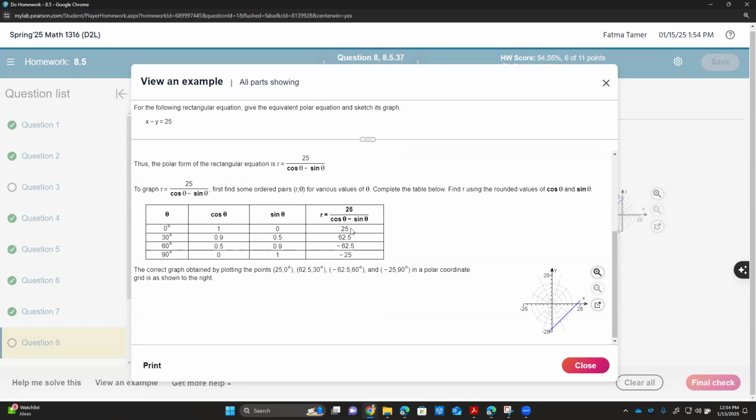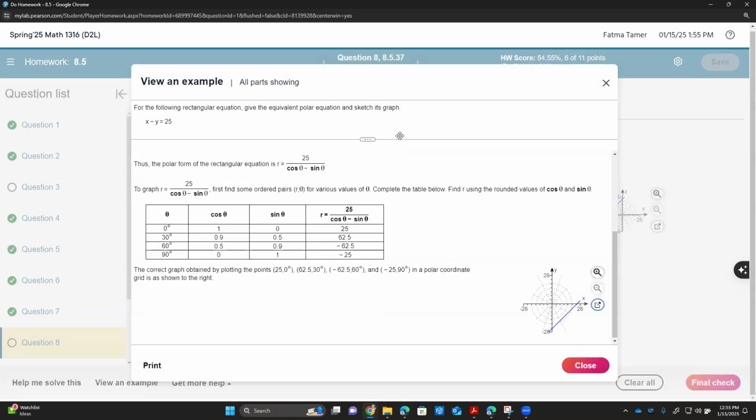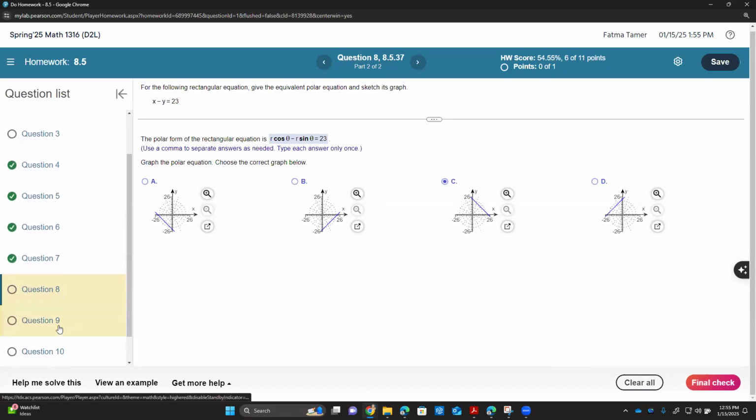So when the angle is 0, the corresponding r value is 25. So in this polar coordinate system, r matches with 25. When the angle is 30, you get your r value to be 62.5. So angle 30 gives you 62.5. Angle 60 is a negative r value, so you're going to be on the other side. You're going to have the reflection. So using all these examples, it gives you this graph for this question. And I'm okay if you actually use a Desmos calculator to produce the graph of these polar systems on the homework.